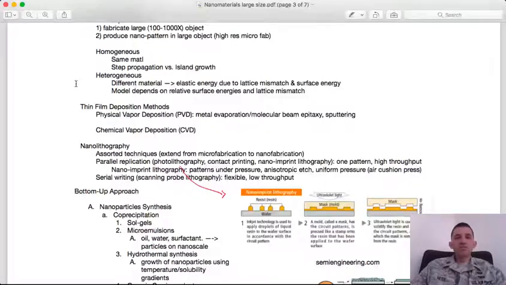Heterogeneous, we're talking about different materials. So just like we talked about with CVD and epitaxy, when you have two different materials, there's a lattice mismatch and surface energy at that interface, which can produce strain in the material and can lead to some reconstruction there at the interface. How you model that interaction, especially at the nanoscale, depends upon what this lattice mismatch is and what the relative surface energies are at that interface. So it can be a more complex problem.